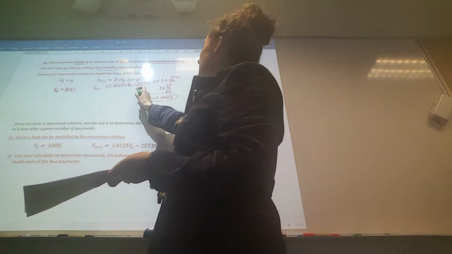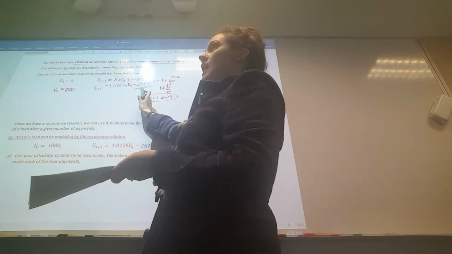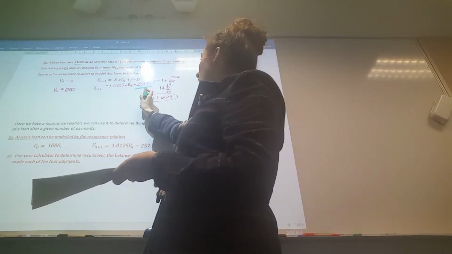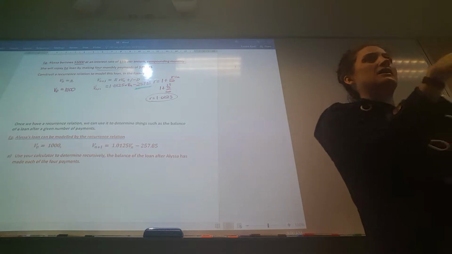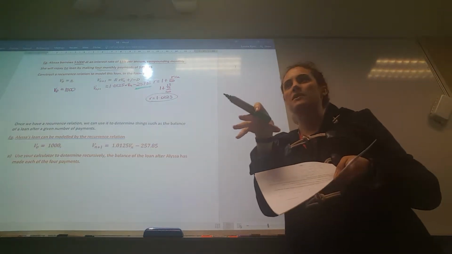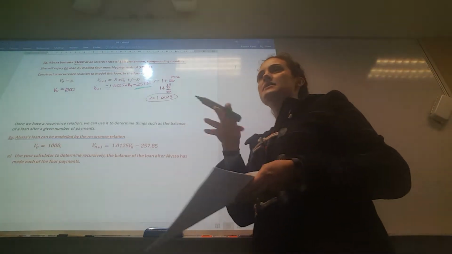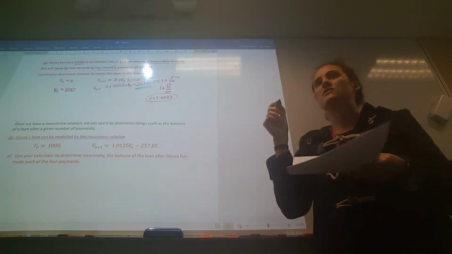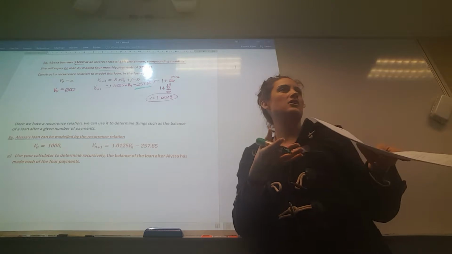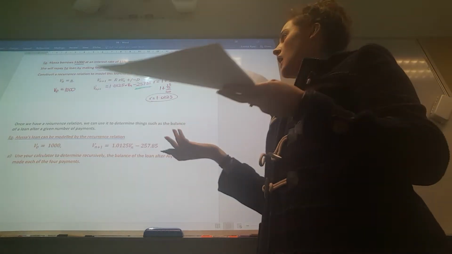The reason we're taking this one away and not plussing it is because we are paying that much back each time. Does that make sense? It was a bit like last lesson when we looked at the trout farm and the ratio was 1 point something, but we were still taking away 3,000 trout.